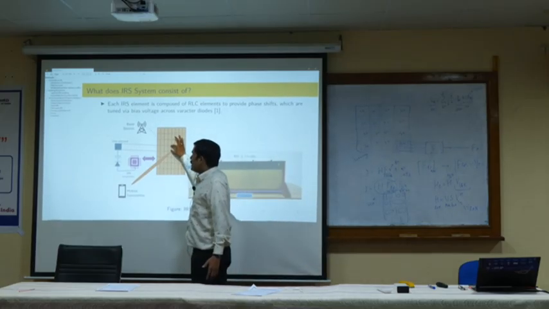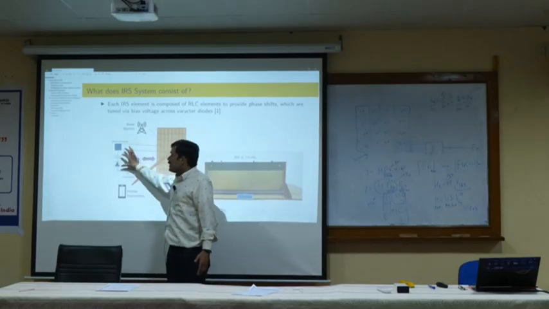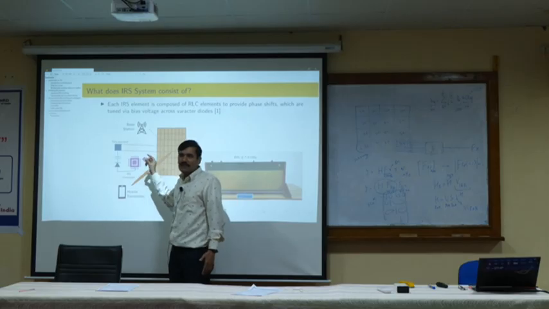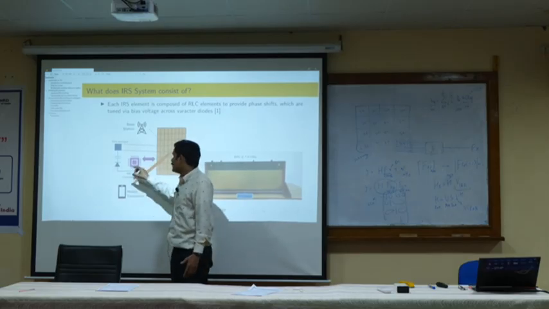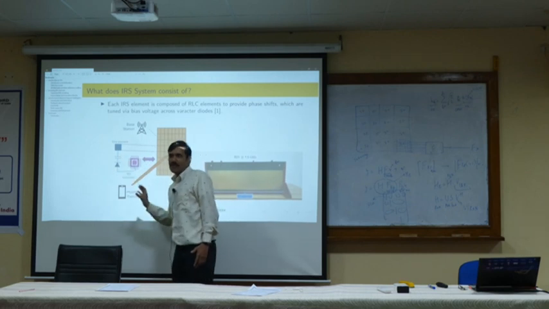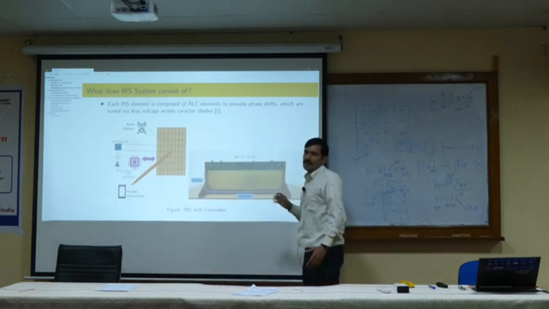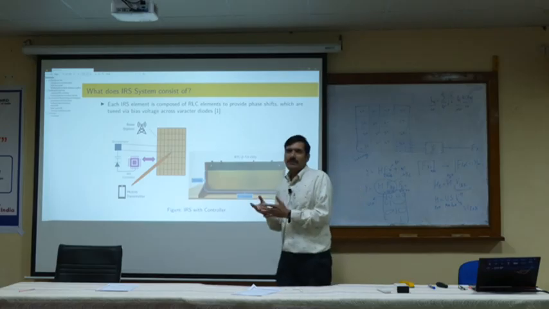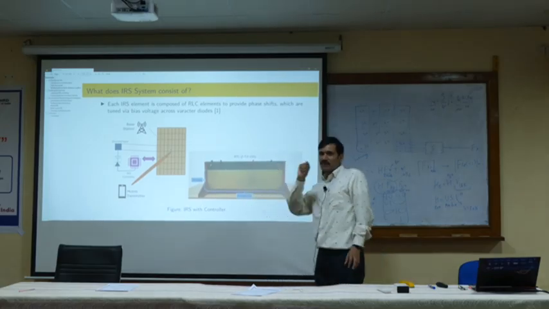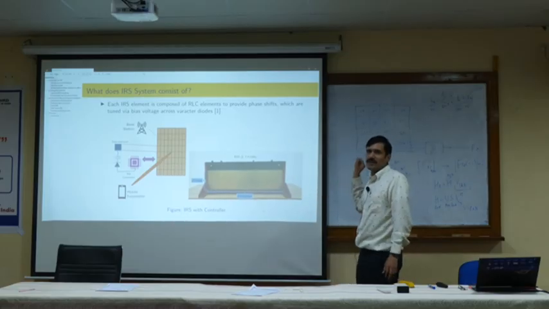Each of its elements consists of a varactor diode. A varactor diode works as a variable capacitor, and it is connected to a wireless controller, so it can change the voltage accordingly. We have to provide phase shift. The phase shift is kind of an RC phase shift. In your undergraduate courses you might have heard of the RC phase shift network, right?